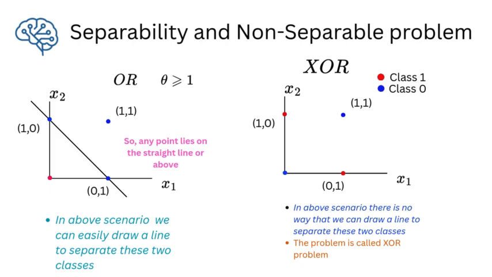Today we're going to talk about an important concept in machine learning, separability. Separability determines whether a simple linear model like a perceptron can correctly classify a dataset.